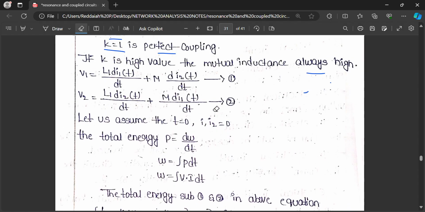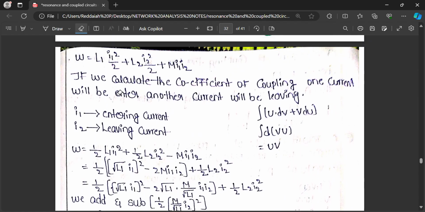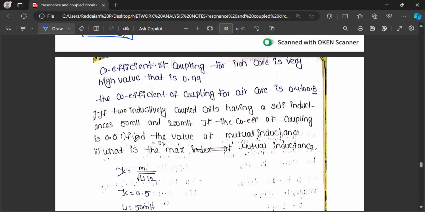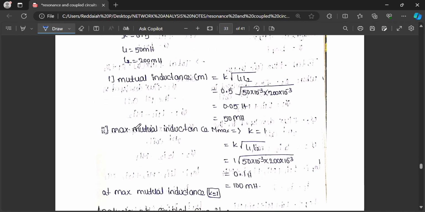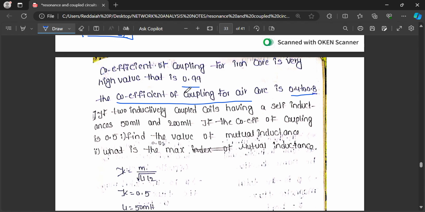The total energy: substitute equations 1 and 2 in this equation, then you will get the coefficient of coupling K equal to M divided by the square root of L1 L2. That is the coefficient of coupling, or the mutual inductance M equals K times the square root of L1 L2. The coefficient of coupling for an iron core is a high value, 0.99. Find the mutual inductance and coefficient of coupling; you can see one problem. The coefficient of coupling for air is 0.4 to 0.8, whereas for an iron core the value is 0.99.